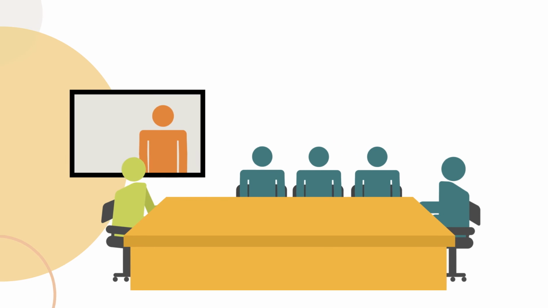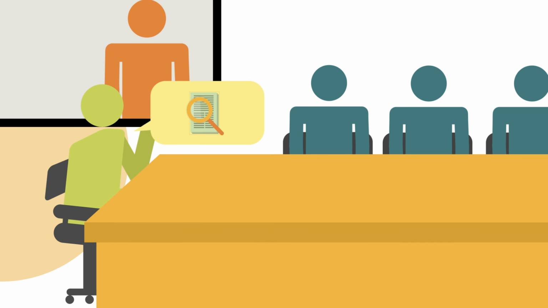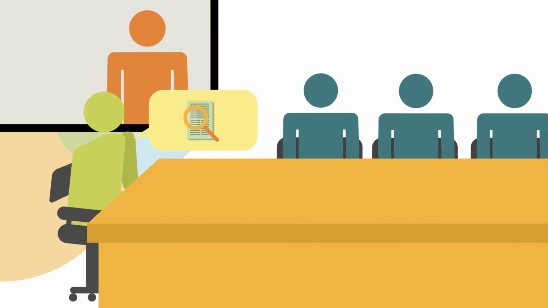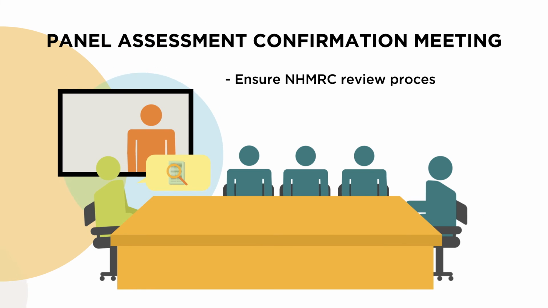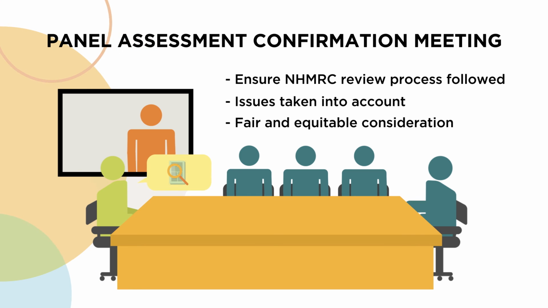Each panel assessment confirmation meeting will be led by a neutral and independent chair on behalf of NHMRC. Chairs are experienced researchers or NHMRC officers with extensive peer review experience. The chair's role is to ensure NHMRC's review process is followed, that all relevant issues are taken into account by the panel, and that fair and equitable consideration is given to each application being discussed. Chairs do not score, debate the merits of applications, or influence the panel's decision in any way.